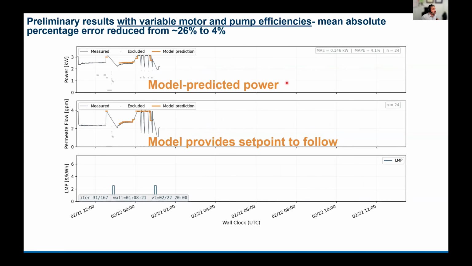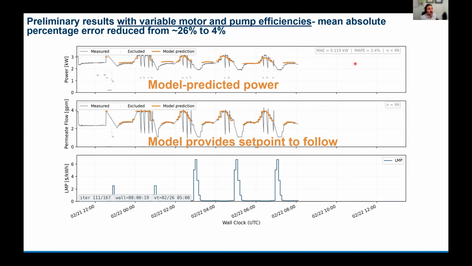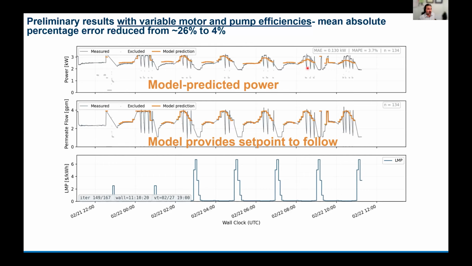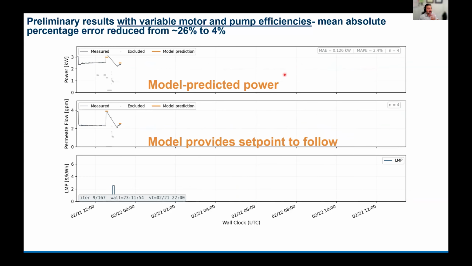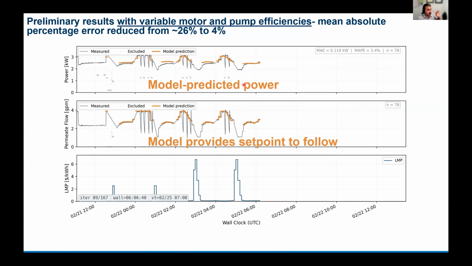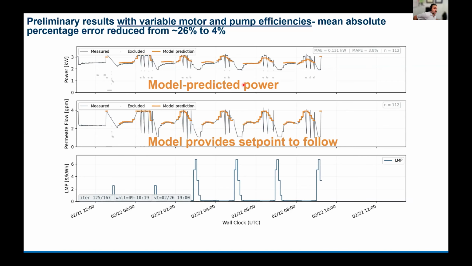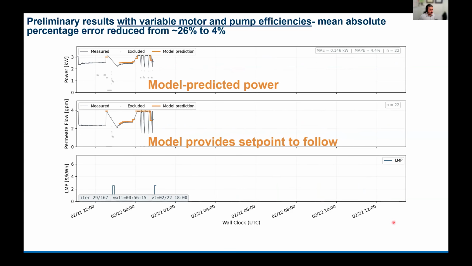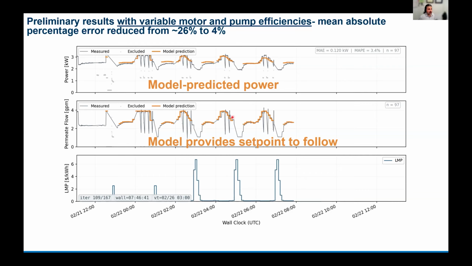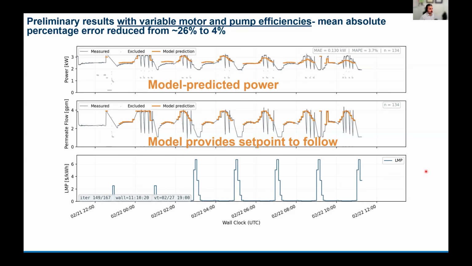But what you can see here is that we reduced the mean absolute percentage error from 26 to 4% just by working in those variable performance data sheets. And this is even without doing any power calibration. So we're not even calibrating the model based on the data. This is purely based on the data sheets and the basic equations for pumps. All right. I forgot to mention, you could see the electricity price signal on the bottom, and that's basically what's driving the variable operation of this system.